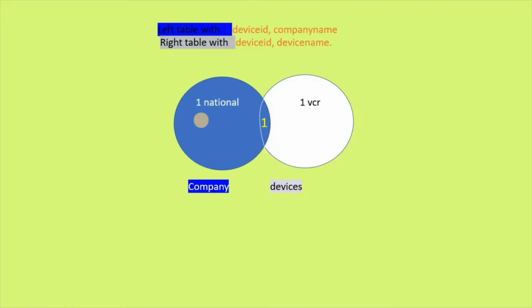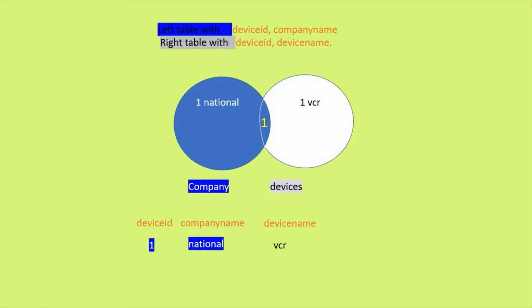After using left join, we get the result: device ID 1, company name national, device name VCR. These are the columns from left table and this is the column from right table, and we get this result.